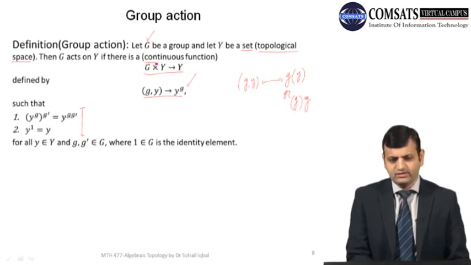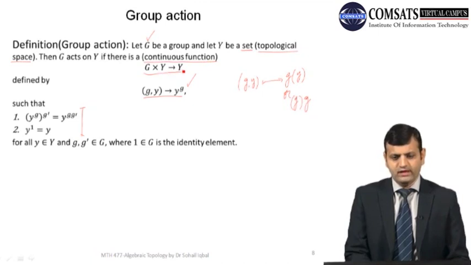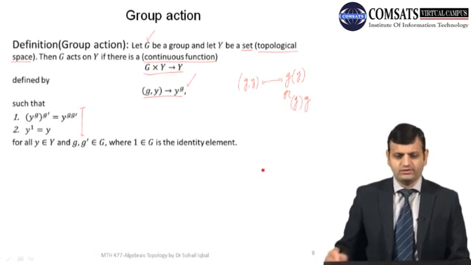Then we have this extra condition, that this map from G cross Y to Y has to be a continuous function. Okay, so if we replace Y with a topological space, then we have to introduce an extra thing, that this map G cross Y to Y has to be a continuous function.